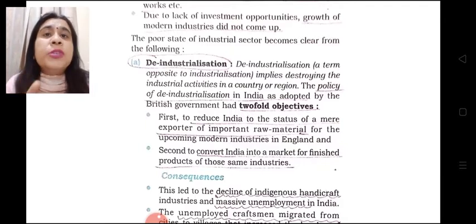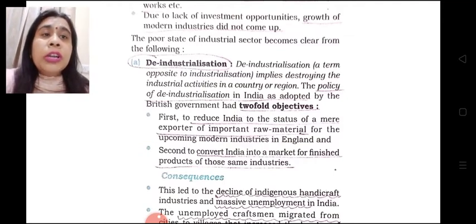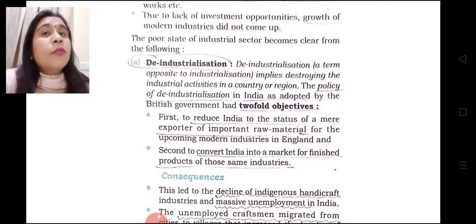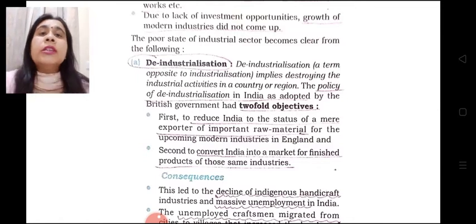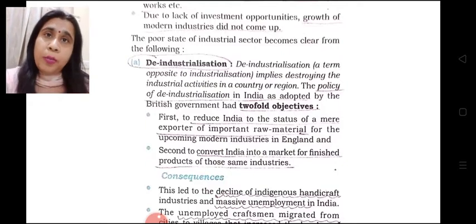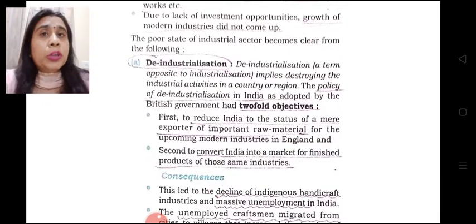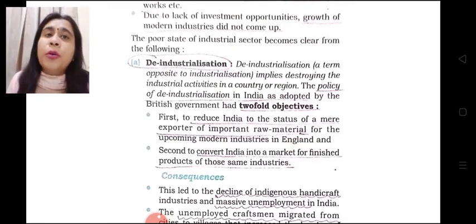So the first basic objective of deindustrialization in our nation was to convert India to a mere exporter of raw material to Britain. The second objective was to convert India into a market for the finished products of the same industries. That is, whatever was produced in Britain, where industrialization was taking place, was brought to India to be sold to the Indians. So raw material was exported from India, and machine-made products were imported to India so that Indians buy only the products imported from Britain.